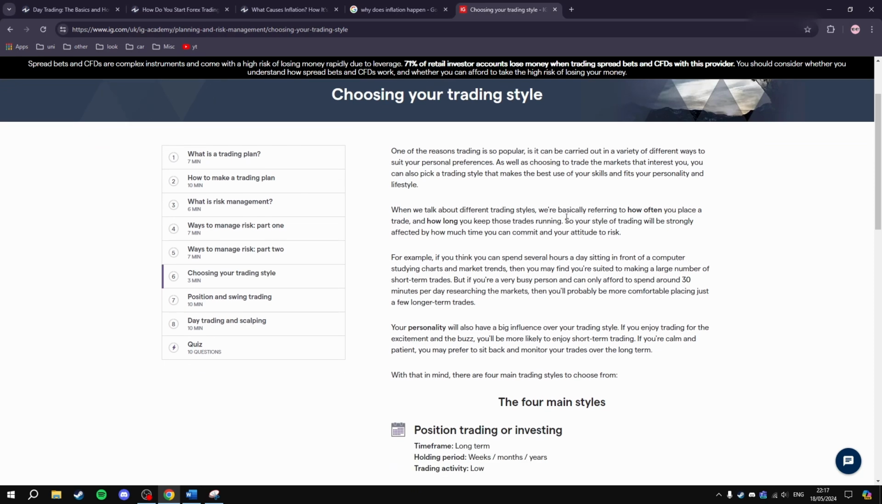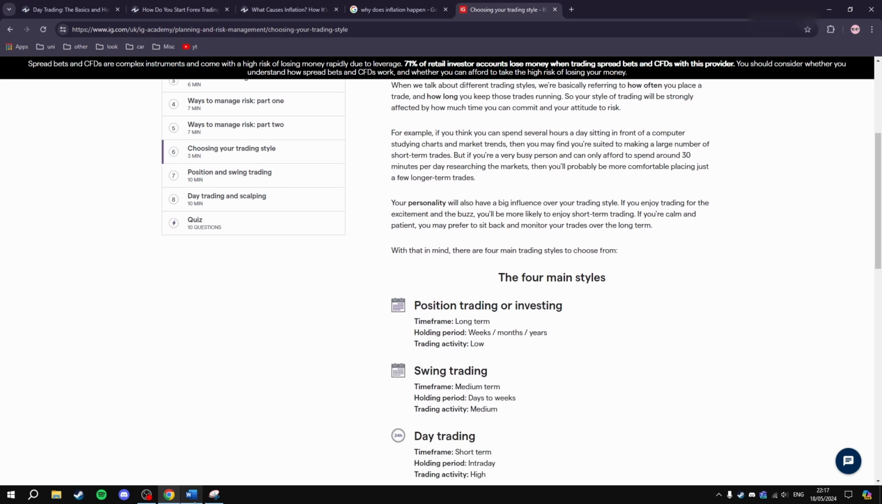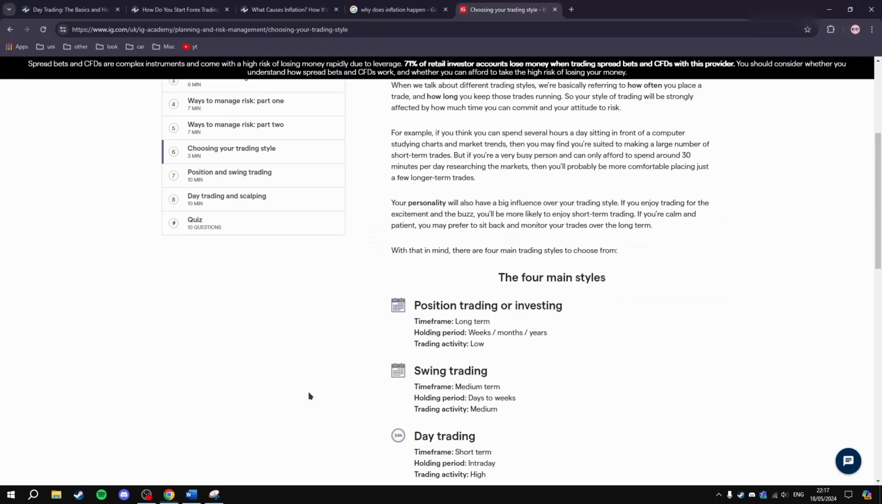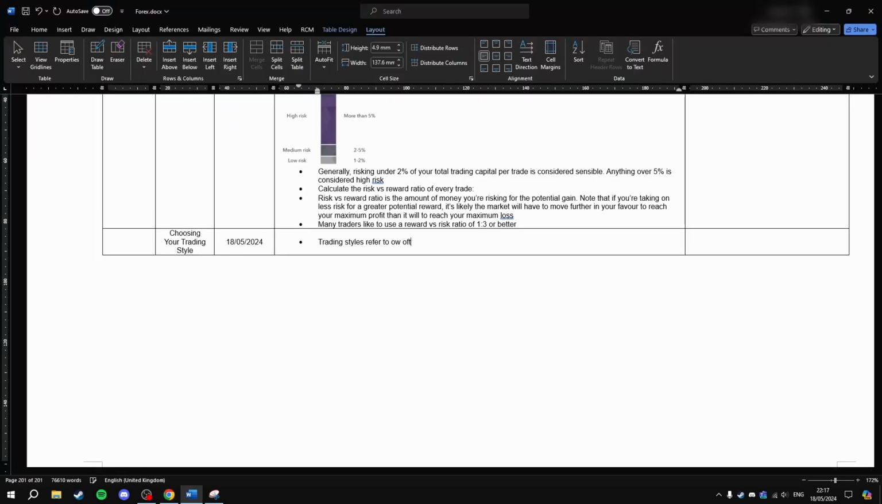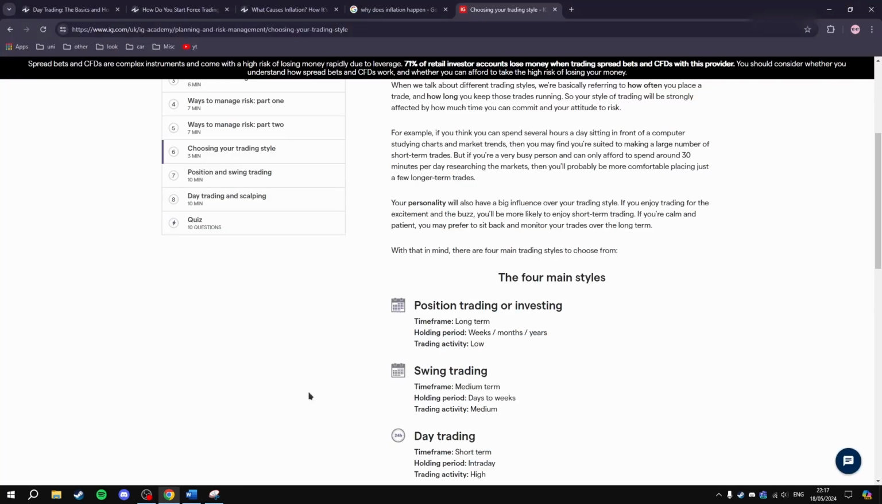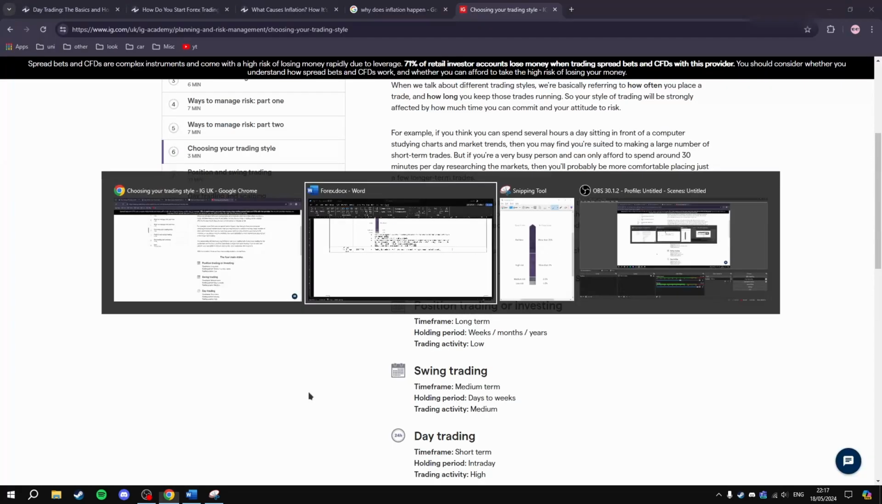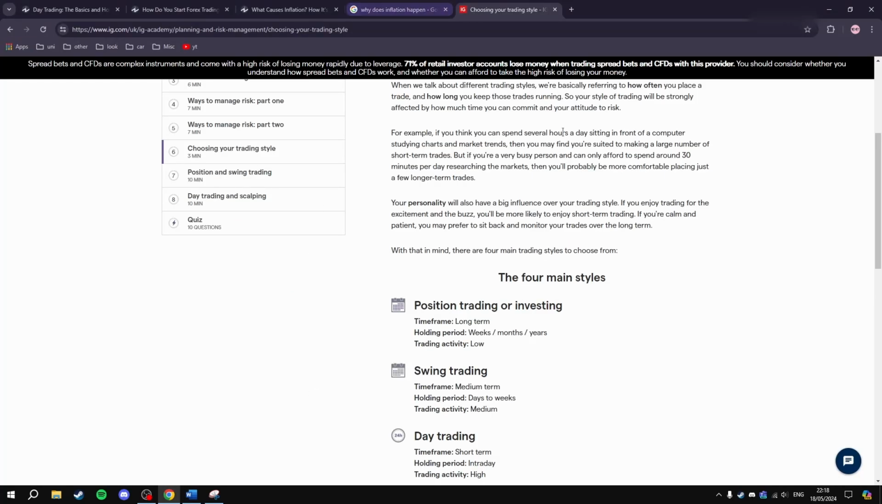When we talk about different trading styles, we're basically referring to how often you place a trade and how long you keep those trades running. So your style of trading will be strongly affected by how much time you can commit and your attitude to risk.